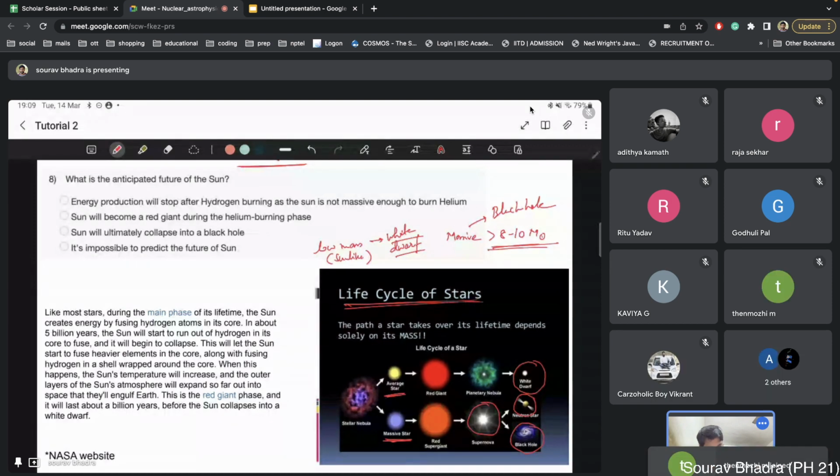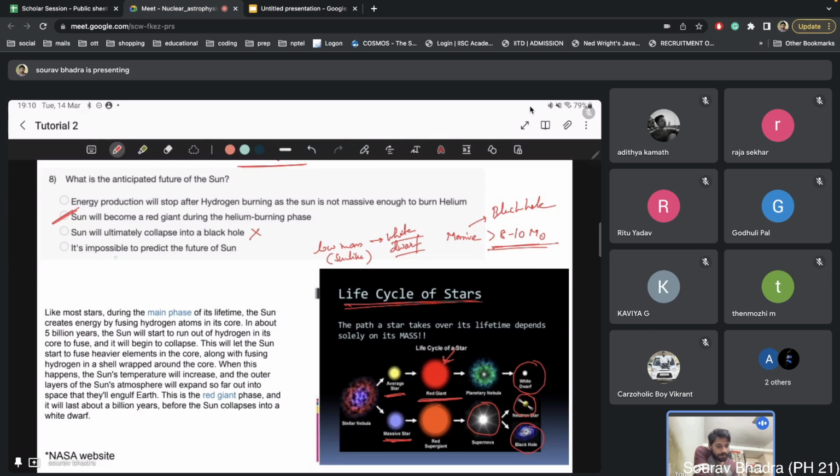So the Sun will become a red giant during the helium burning phase, and the final phase of its life cycle will be a dwarf star. So for this question the answer is: the Sun will become a red giant during the helium burning phase. And the option that the Sun will ultimately collapse into a black hole is not possible, as I told you, because the mass is very low.